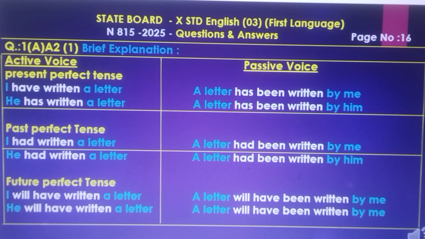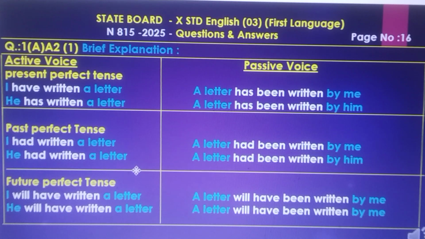And the past perfect tense: I had written a letter; a letter had been written by me, and he had written a letter; a letter had been written by him. The future perfect tense: I will have written a letter; a letter will have been written by me, and he will have written a letter; a letter will have been written by him.